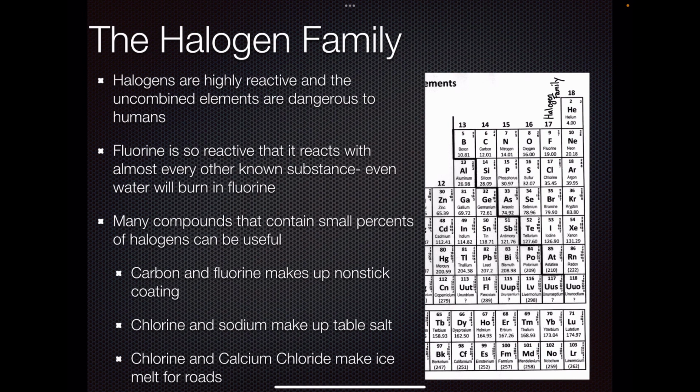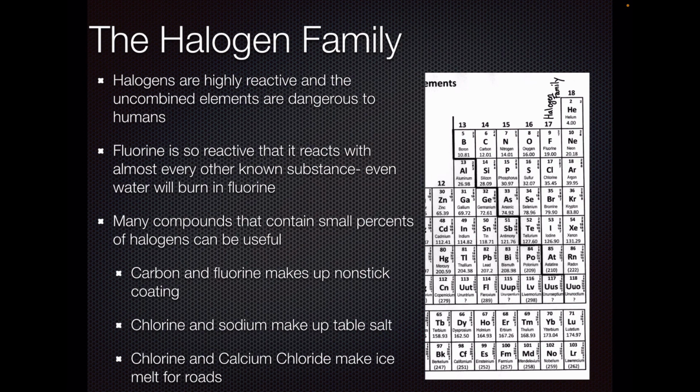Group 17 is where that top element rule breaks. Group 17 is called the halogen family. It's not called the fluorine family. It's called the halogen family. Halogens are highly reactive, and the uncombined elements are dangerous to humans. And so all of these ones in this row are very, very dangerous when they are on their own.